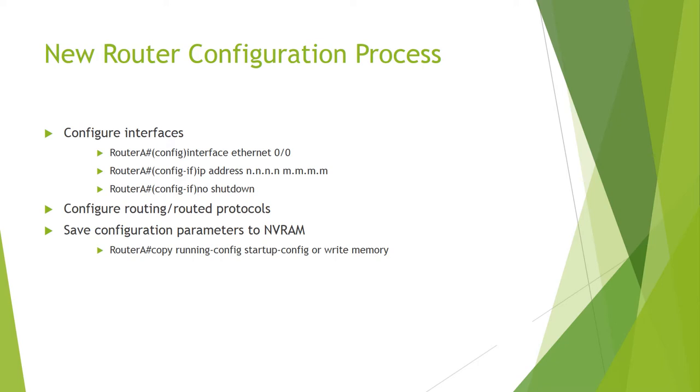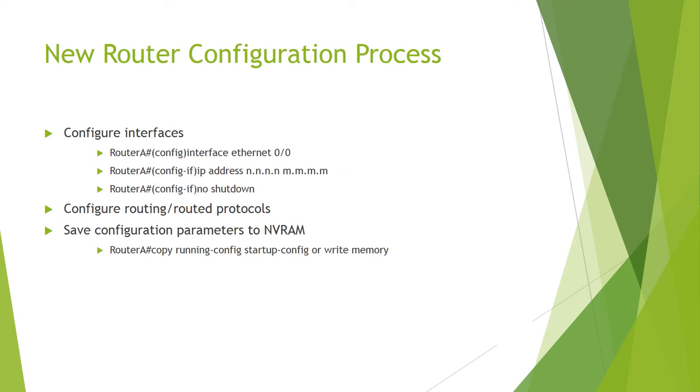New router configuration process: configure interfaces. Now we must go to configure interfaces. Interface Ethernet 0/0. The first interface is indicated by 0/0, and in config-if we set the IP address: ip address n.n.n.n m.m.m.m. n means any IP address, and m.m.m.m means its subnet mask. So IP version 4 is 32 bits, so a 4-octet IP address and a 4-octet subnet mask. After this, apply the no shutdown command to open interface Ethernet 0/0.